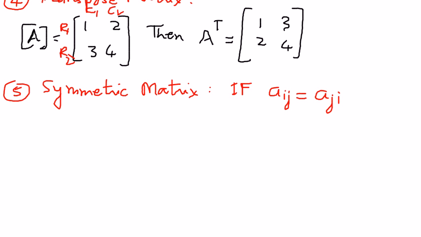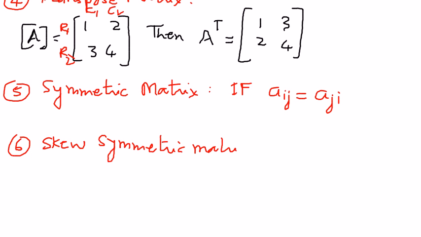Then there is another definition. If there is a symmetric matrix, then there should be a skew symmetric matrix. Skew symmetric matrix. In here, if Aij is equal to the negative of Aji, then those types of matrices are called skew symmetric matrices.